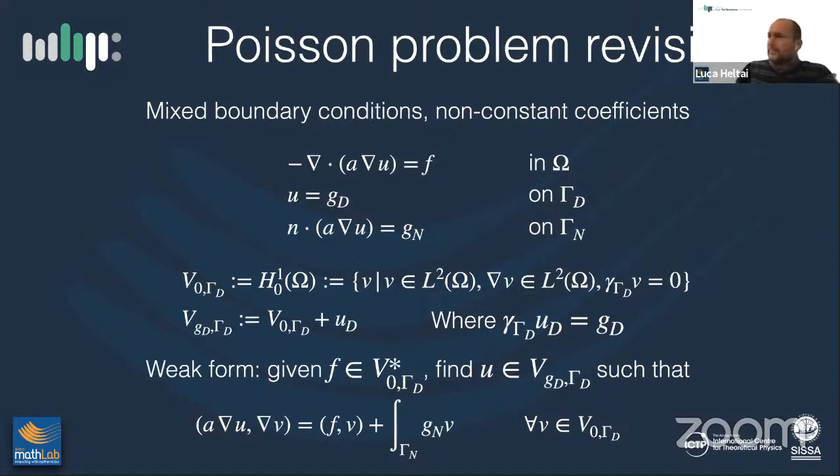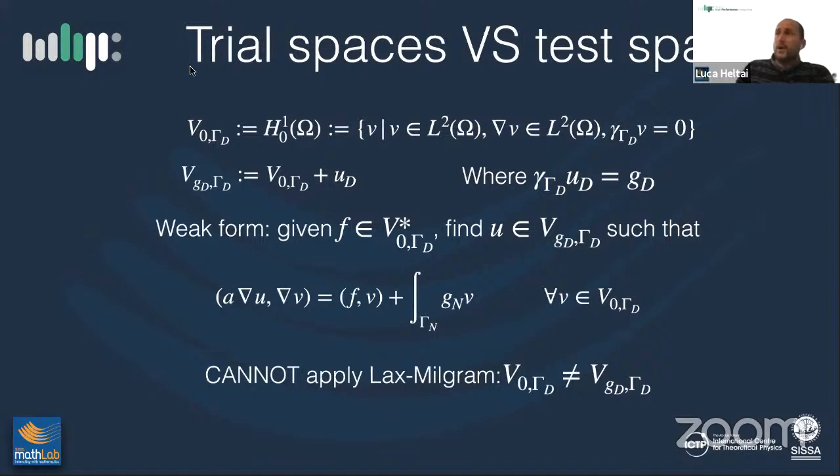The problem here is that you cannot apply Lax-Milgram. So if you look at these two things, Lax-Milgram would be working if you had the same vector space for the function u and the function v. And of course here, this is not a vector space, it's an affine space, so you cannot do that here.